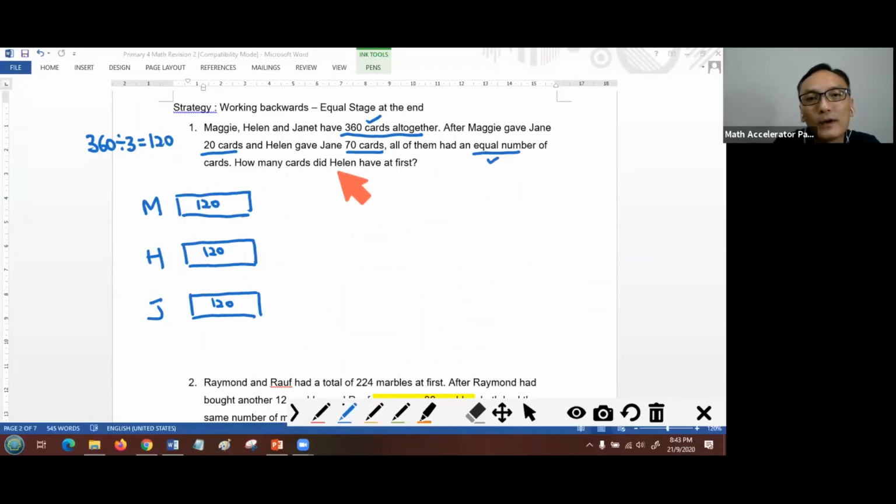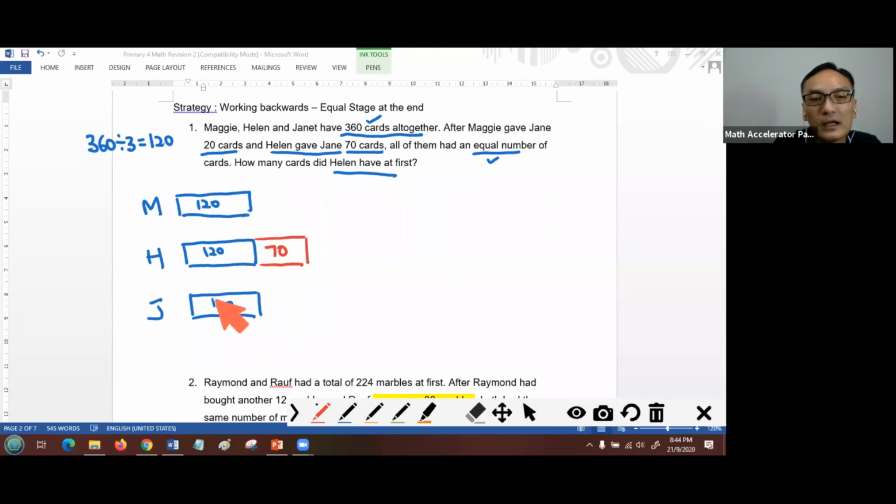So now we only want to find out about Helen, how much she had at first. So the only clue about Helen is over here. It says that Helen gave Jane 70 cards. Now, when we work backwards, we need to add back. Whatever she gave out at the beginning, she has to take back. So she has to take back another 70 cards. Right, 70, because we're working backwards, right, Lloyd? That's why we have to add back.